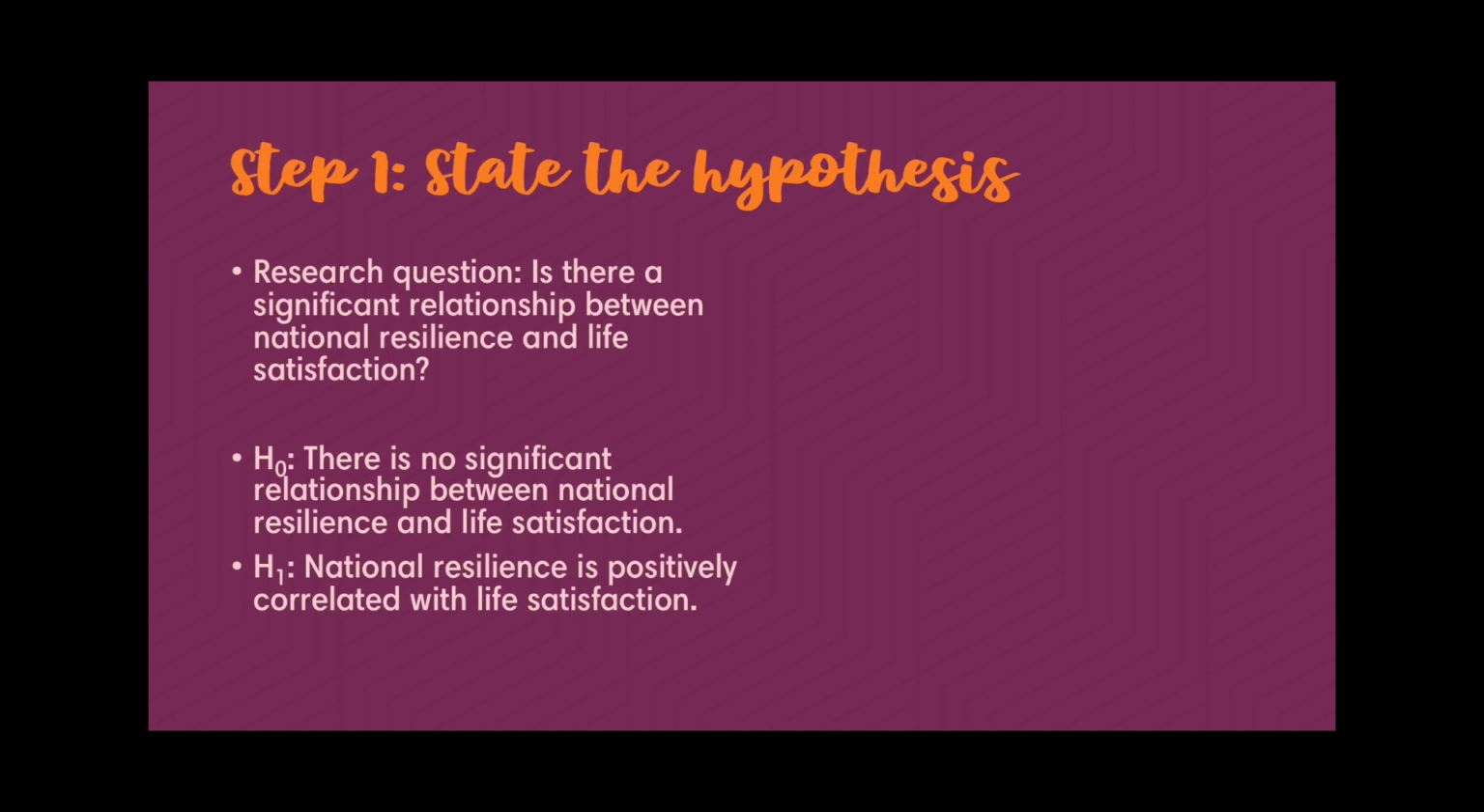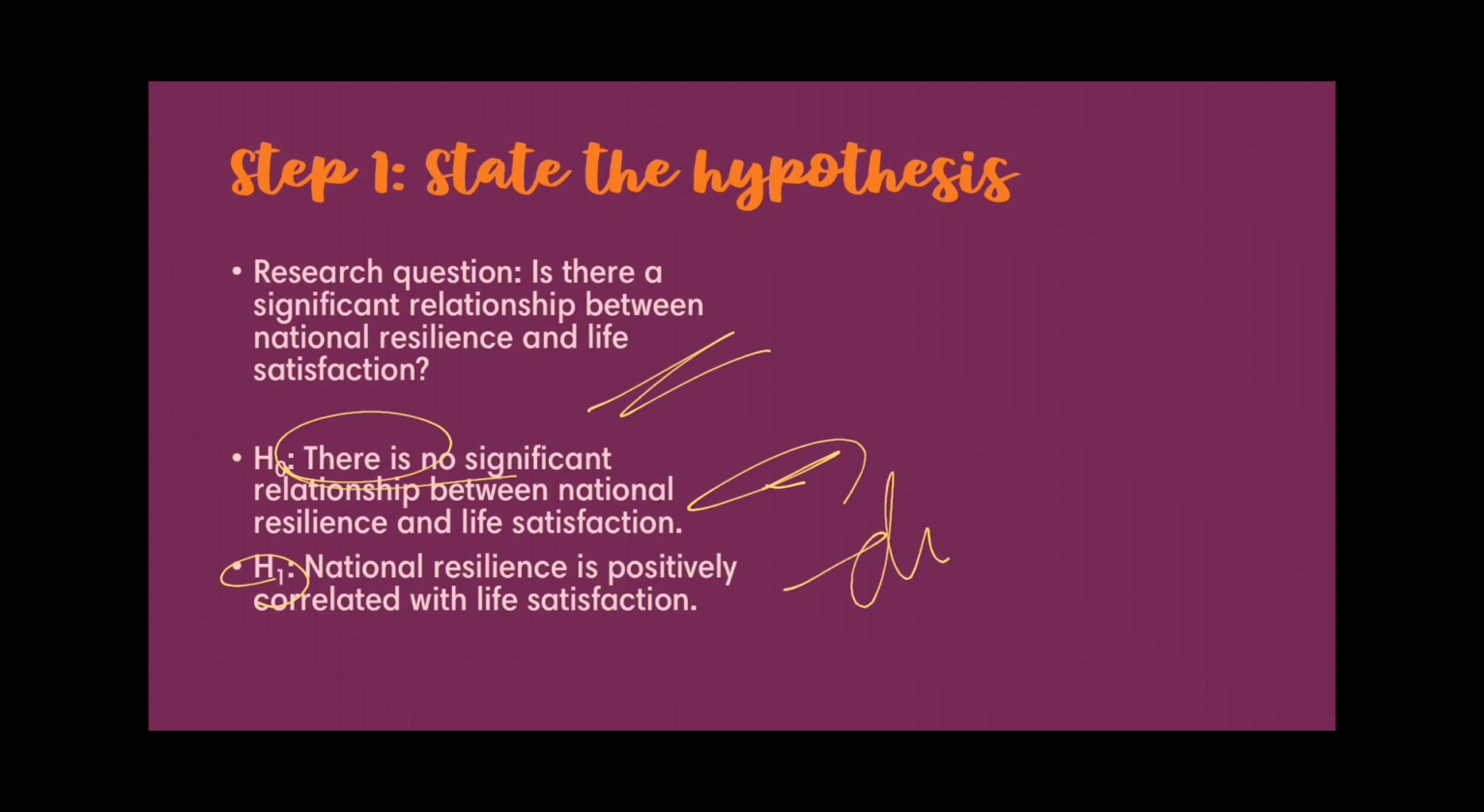An example of a statement of the problem that we would like to articulate as a hypothesis would be: is there a significant relationship between national resilience and life satisfaction? If we're going to articulate this as a null hypothesis, then I would do it this way: there is no significant relationship between national resilience and life satisfaction. Note here that we began with the phrase "there is no." And then for the alternative hypothesis: national resilience is positively correlated with life satisfaction.